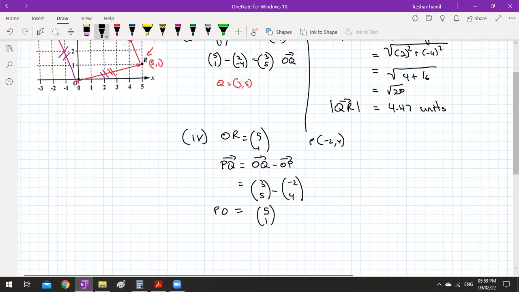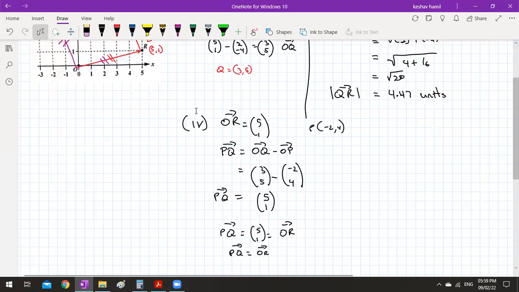So this is PQ, which is the same as OR. So PQ is (5, 1), which is the same as OR. So we could say that PQ is equal to OR. Now we have to do the same thing for the next side of the shape.